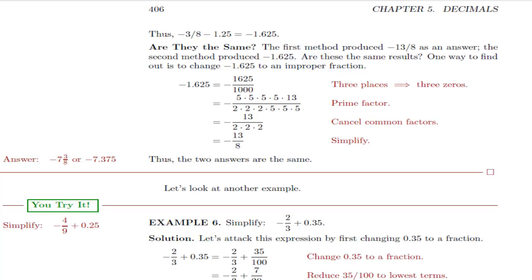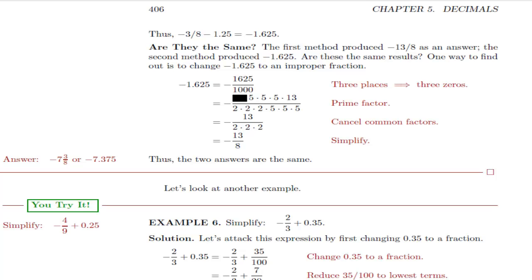One way to find out is to change negative 1.625 to an improper fraction. Negative 1.625 equals negative 1,625 over 1,000. Prime factor the numerator and denominator. In the numerator, 1,625 equals 5 times 5 times 5 times 13. There should actually only be 3 factors of 5 in the numerator. And the denominator, 1,000 factors into 2 times 2 times 2 times 3 factors of 5. Since they both have only 3 factors of 5, those 5's all cancel and we're left with a 13 in the numerator and 3 factors of 2 in the denominator, which is 8. So the result is negative 13 over 8, thus the two answers are the same.